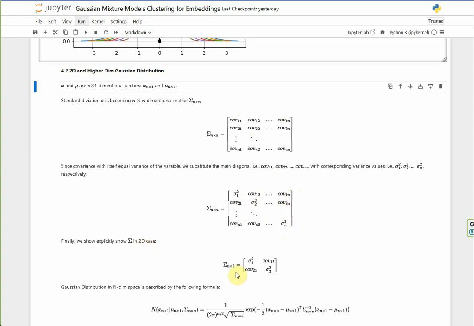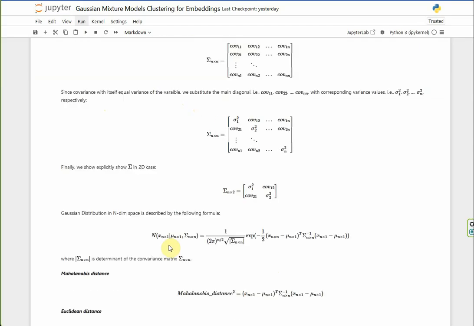In the case of 2 dimensions, our covariance matrix has this representation. So we have sigma 1 squared and sigma 2 squared along the main diagonal, and we have the covariance between the first dimension and the second dimension. So the scalar value of variance or standard deviation is now turning into a matrix, and we call it capital Sigma, N by N. The probability density of the normal distribution in n-dimensional space is as follows.